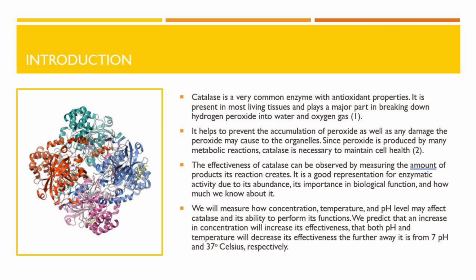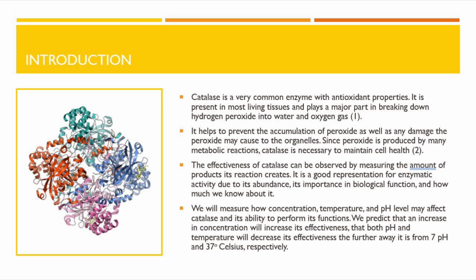gas. You see, the problem with hydrogen peroxide is that it can cause damage to many organelles within a cell. And peroxide is produced by many of the metabolic reactions within a person's body. And so catalase is necessary to maintain a cell's proper health. And you see, the effectiveness of catalase can be observed by measuring the amount of products a reaction using catalase can create. It's a good representation for enzymatic activity due to its abundance, its importance in biological function, and how much we know about it.